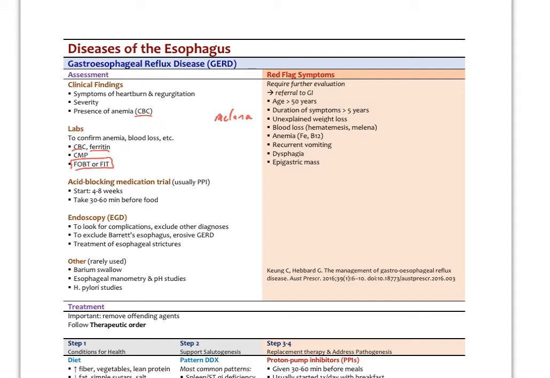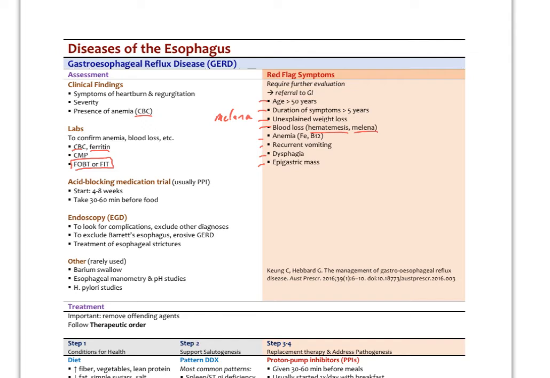Now, one of the things we always look for is the presence of any red flag symptoms, and these would require further workup. So: older patients over 50, patients with symptoms over 5 years, unexplained weight loss, night sweats, unexplained blood loss, like seeing melena or hematemesis, which is vomiting blood, anemia, iron or B12, recurrent vomiting, dysphagia, difficulty swallowing, and then an epigastric mass palpated on abdominal exam. These would all be red flags. They're going to usually need a fairly urgent endoscopy to investigate this further.